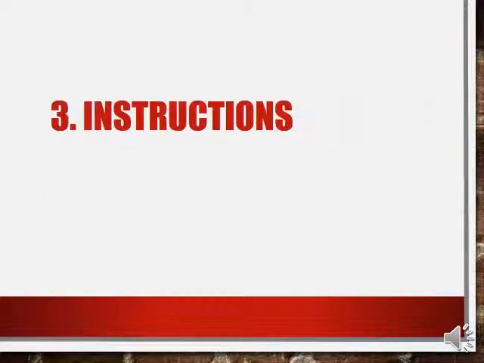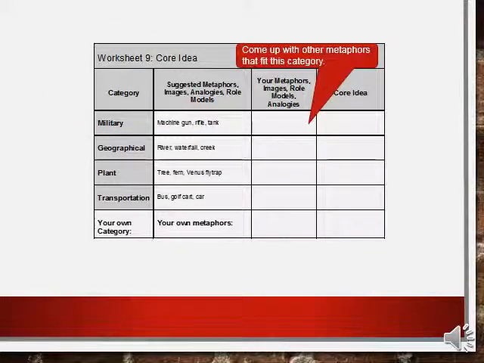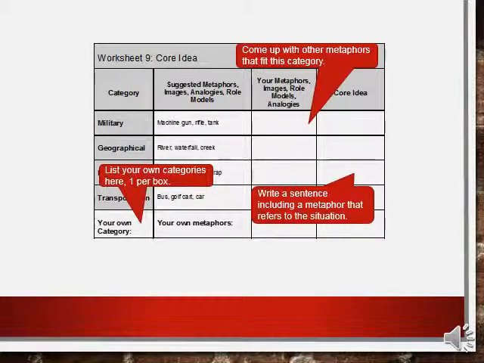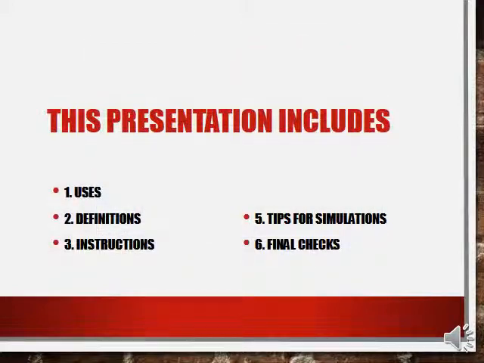For Worksheet 9, there are 3 instructions. First, come up with other metaphors, or images, or role models, or analogies that fit this category. Second, write a sentence including that metaphor that refers to this situation. Third, list your own categories here, 1 per box. In section 4, we'll look at tips to help you complete the worksheet.